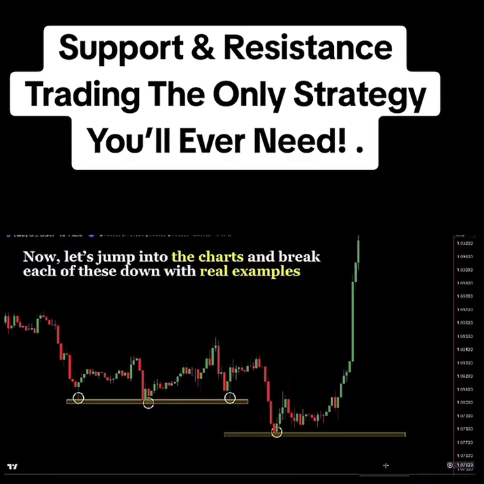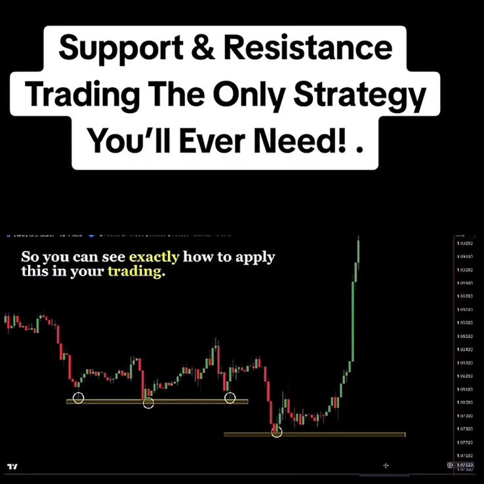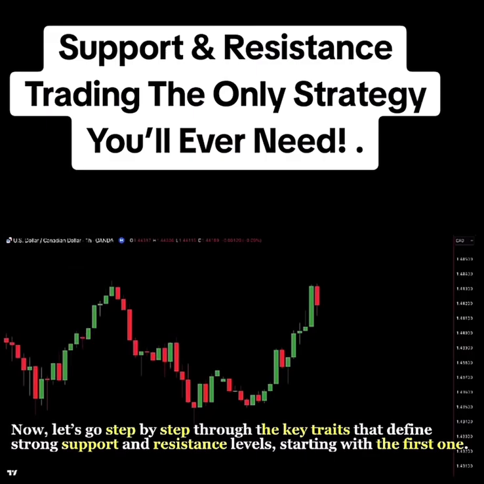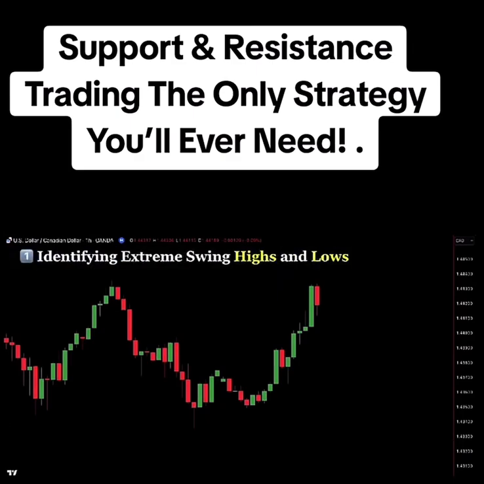Now, let's jump into the charts and break each of these down with real examples so you can see exactly how to apply this in your trading. Now, let's go step by step through the key traits that define strong support and resistance levels, starting with the first one. The first thing we look for is the highest and lowest price points that have been reached in recent market movement.